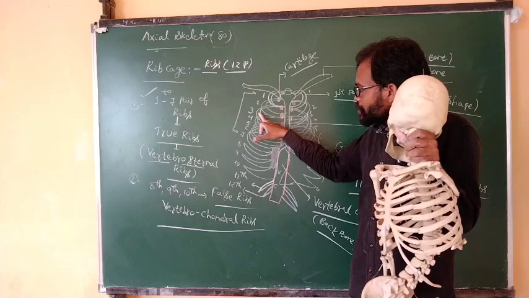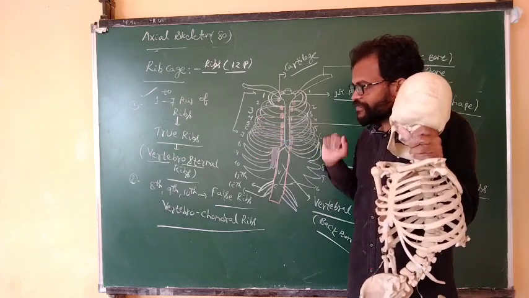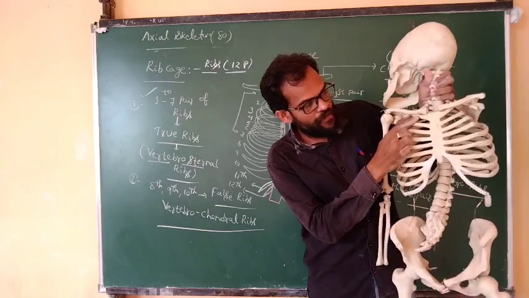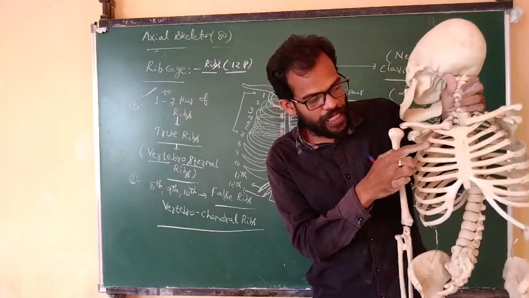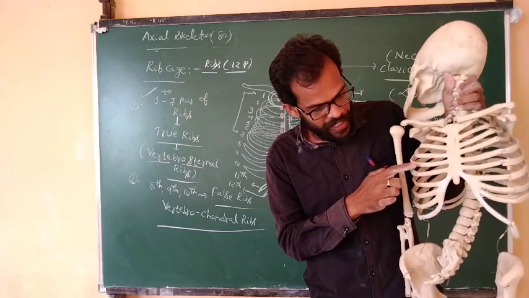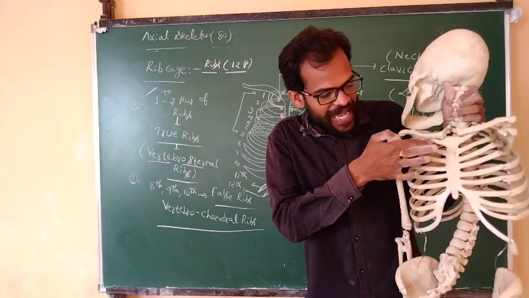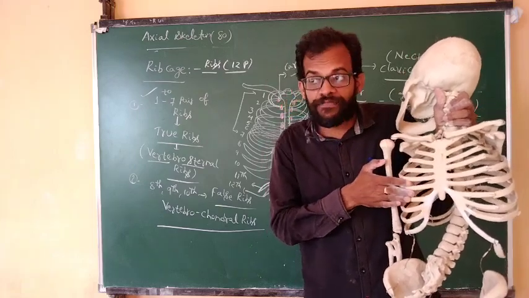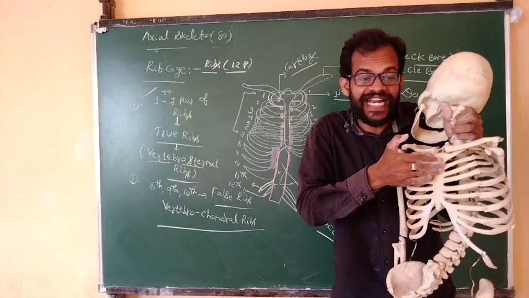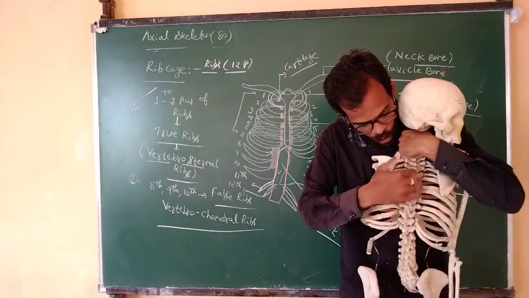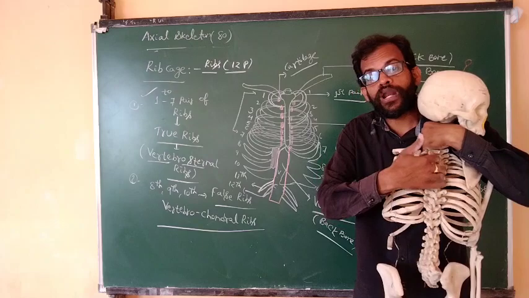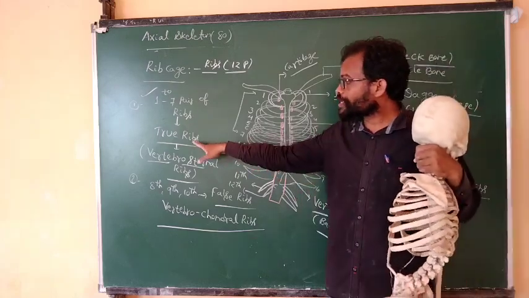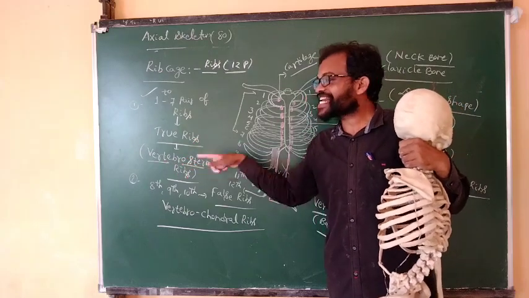First pair, second pair, third pair, fourth pair, fifth pair, sixth pair, seventh pair. 1 to 7 pairs. See here. 7 pairs of the ribs. These 7 pairs of ribs directly attach to the sternum as well as the vertebral column. It is nothing but true ribs. It is nothing but vertebrosternal ribs.